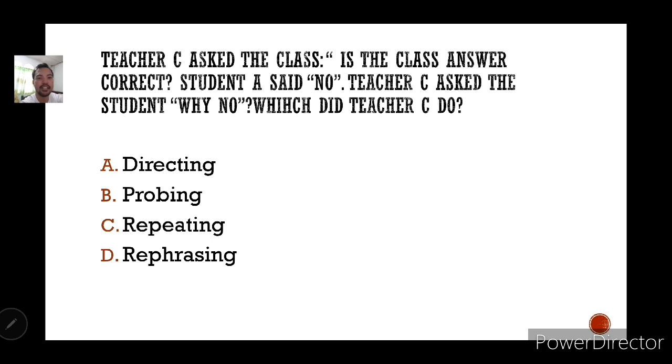First question is, Teacher C asked the class, is the class answer correct? Student A said no. Teacher C asked the student, why no? Which did Teacher C do? Letter A, is it directing? Letter B, is it probing? Letter C, is it repeating? Or letter D, is it rephrasing? What did Teacher C do?